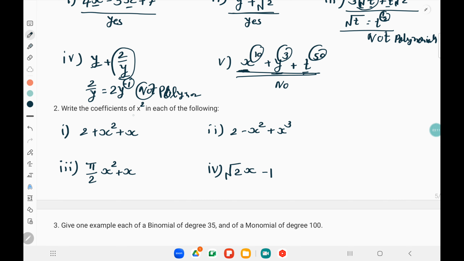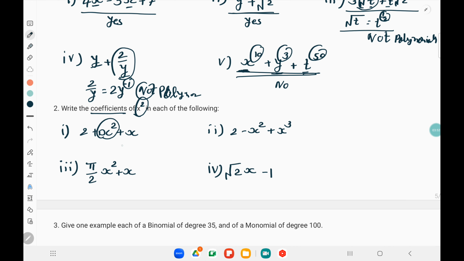Write the coefficients of x square in each of the following. So we have to tell the coefficient of only the x square term. First of all, what does coefficient mean? We learned in the introduction, right? The number which is in front of the variable. So in this polynomial, this is the x square term, and there is no number in front of it, so we can say 1. If there is no number with the variable, then it is an invisible number, and that is always 1. So positive 1, no need to write the plus sign. So the coefficient in the first expression is 1.